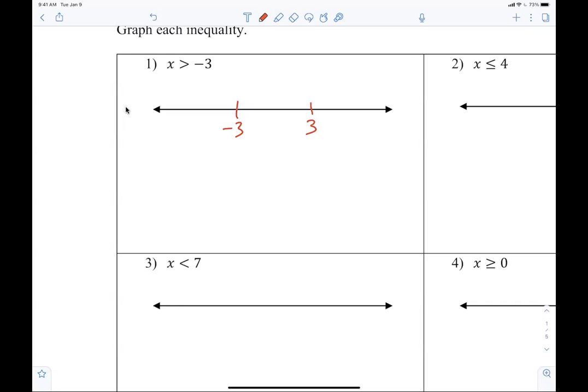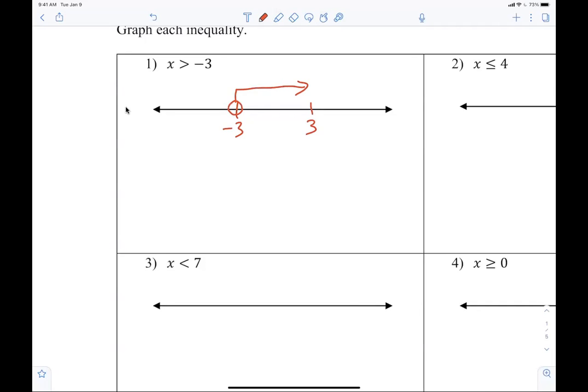So I use an open parenthesis or an open circle here. Now, why do we leave it an open circle? Because it's everything greater than -3, but not including -3. And greater than is which direction? Obviously, it's to the right. Greater than is to the right. I shouldn't have to explain that. Less than is where? To the left.